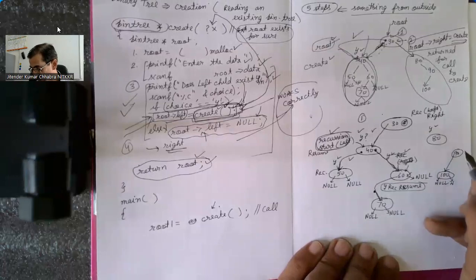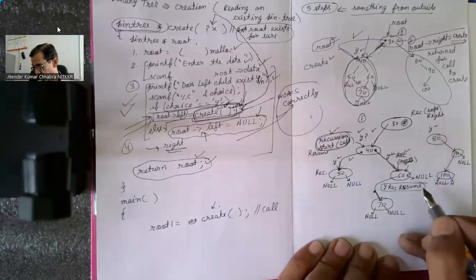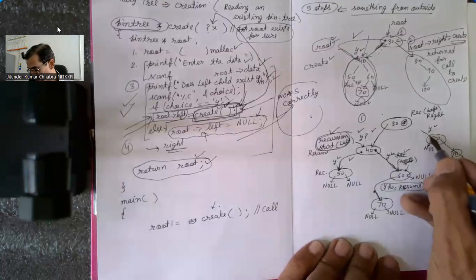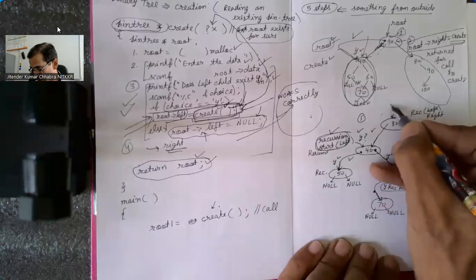After this, 90's right child will not exist. This will remain null. And now this link will get established. 80's left child was already null. So this side has already been null. Now this will be returned and this link will be established and this root will be returned.